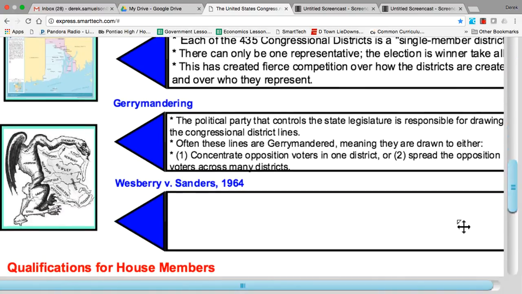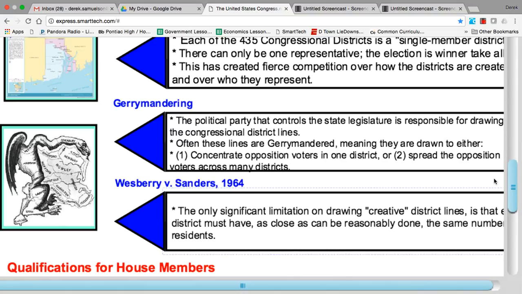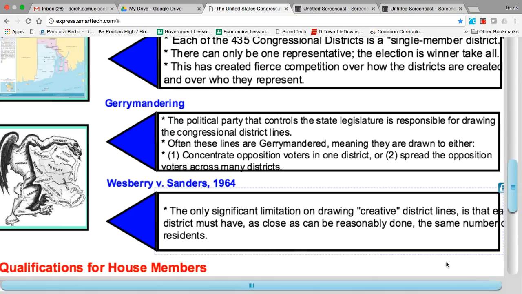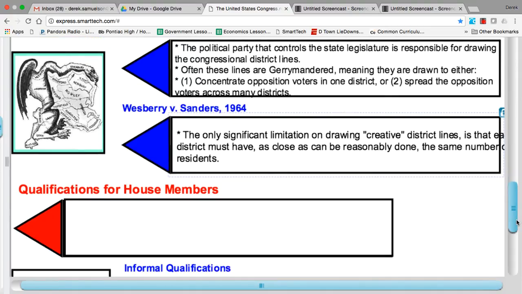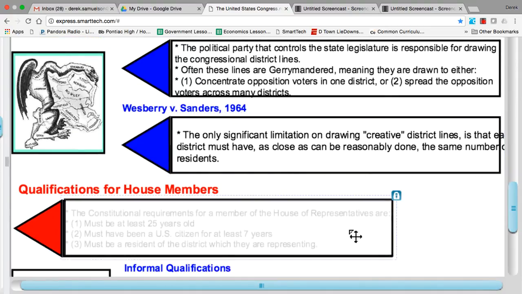All right. So, the only significant limitation on drawing these creative lines is that every district must have, as close as can reasonably be done, the same number of residents. That doesn't mean that it's perfect. Certainly there are minor fluctuations, and they allow fluctuations of a few thousand people, but they do try to make sure that they're pretty close. But otherwise, you can draw some crazy lines.